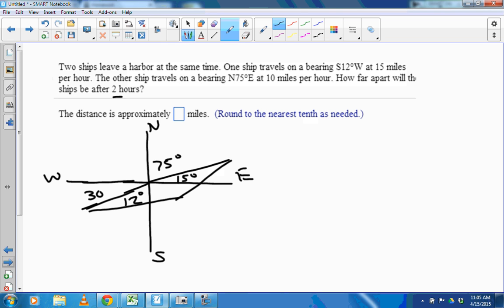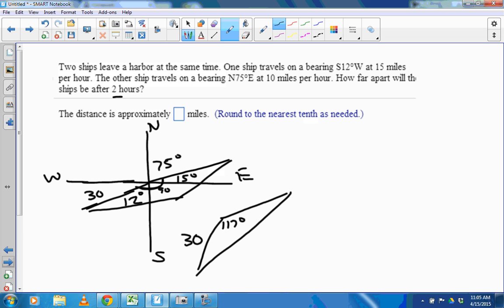All right? So here's what you have to do. You have to find this angle. This one's 90, right? So you do 90 plus 12 plus 15. It's 117. Okay? So this is really what we're getting. That's 117. So this is 30.